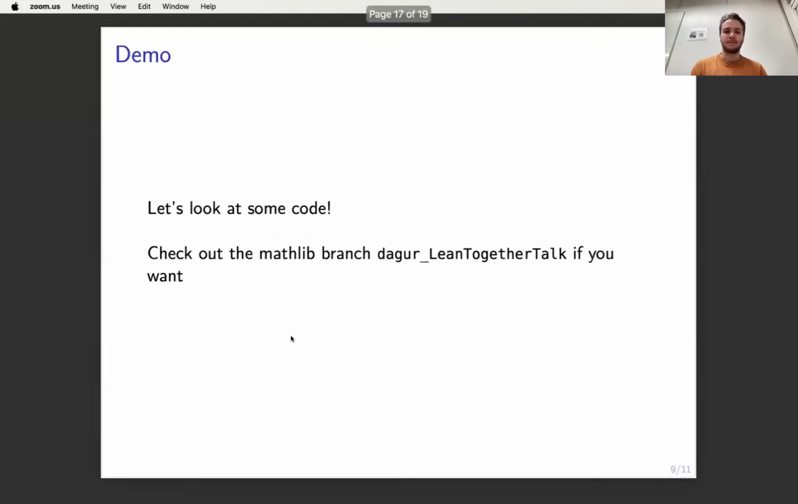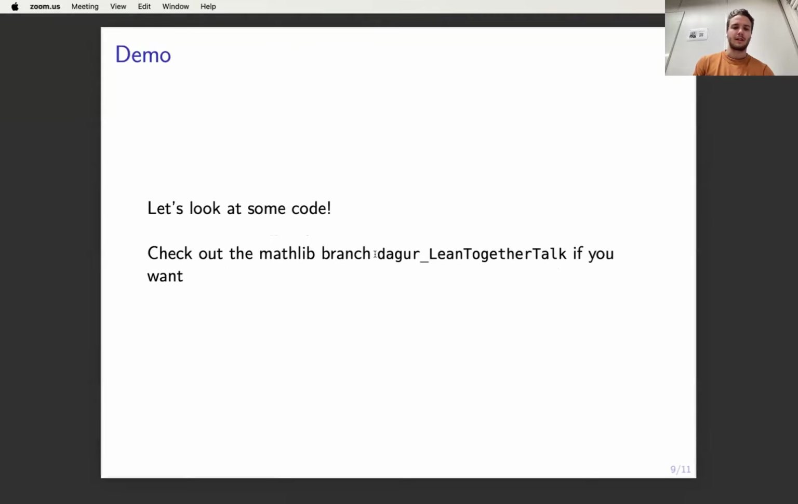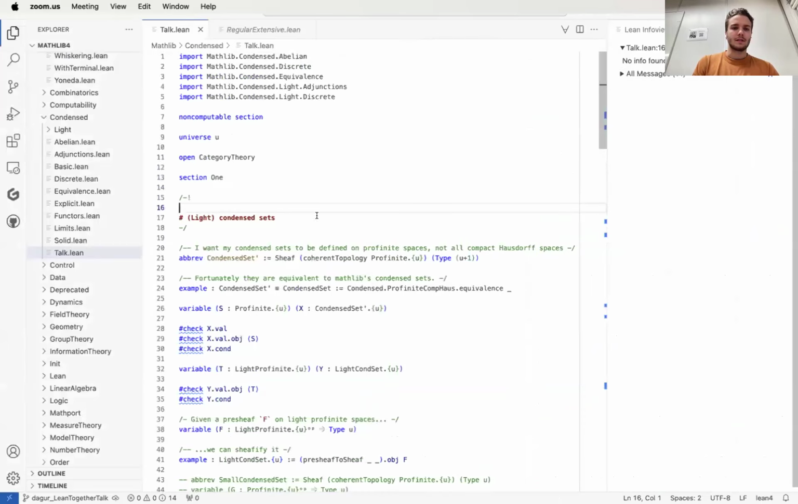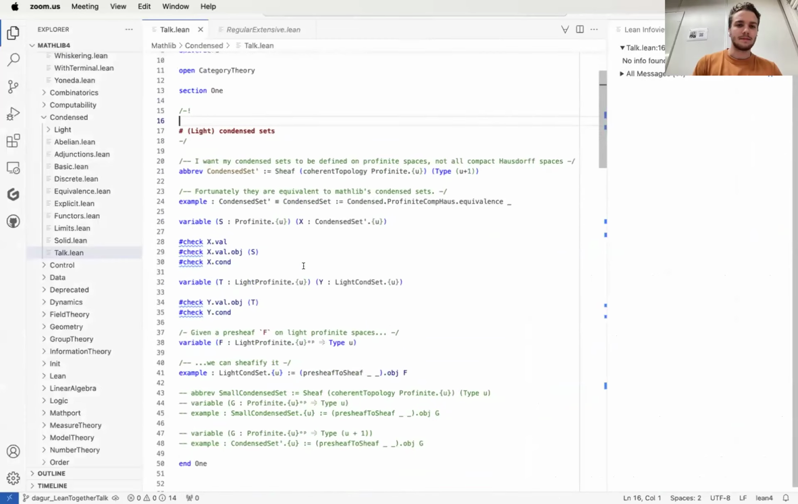Okay, so yeah, let's just look at some code. If you want to follow along, here's the name of the Mathlib branch I'm working on. So it depends on a few PRs, so not all of it is on Mathlib master yet, but some of it is. So the name of the branch is just my name underscore lean together talk. Yeah. So you can see the code, right? Yeah. Yes. Okay. Let's see.